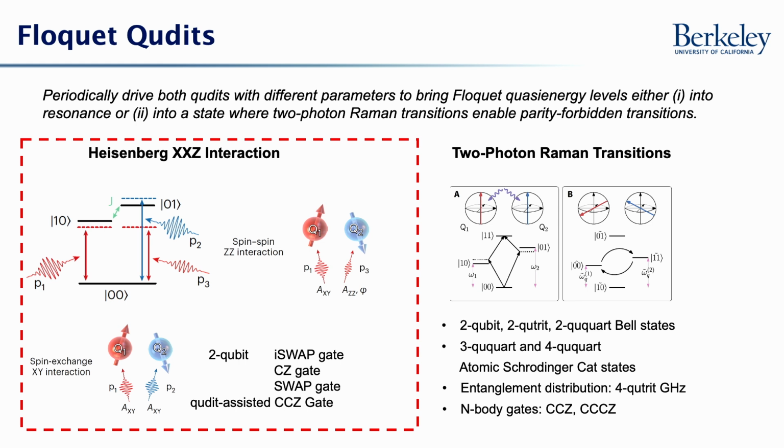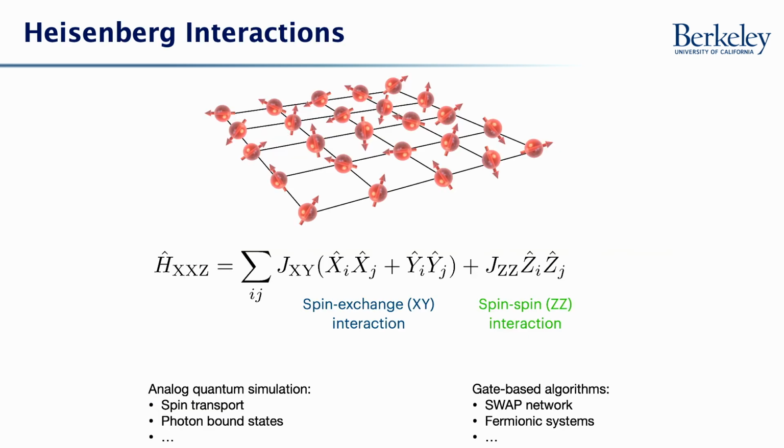Another thing of interest in our group has been how we can engineer exchange interactions on a device that's fully fixed, which is not something that had been typically understood. The approach we've taken is Floquet engineering. So why are these exchange interactions interesting, even at the level of 2 qubits? These Heisenberg interactions serve as the primitive of a lot of physics of interest, from analog quantum simulation to gate-based algorithms.